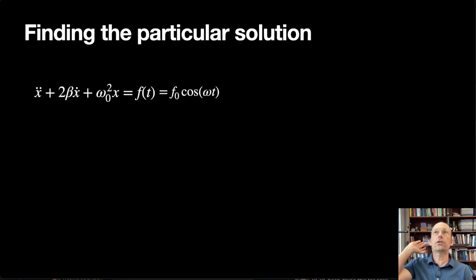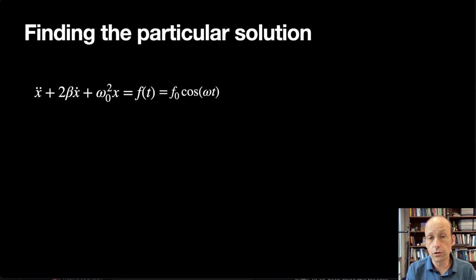But let's just do the simplest possible driving force, which is an oscillating driving force. It's just F0 cosine omega t. So you'll notice there's three omegas, right? I have omega naught, the angular frequency of an undamped oscillator. I have omega 1, the angular frequency of the damped oscillator. And this is omega, the driving force frequency.